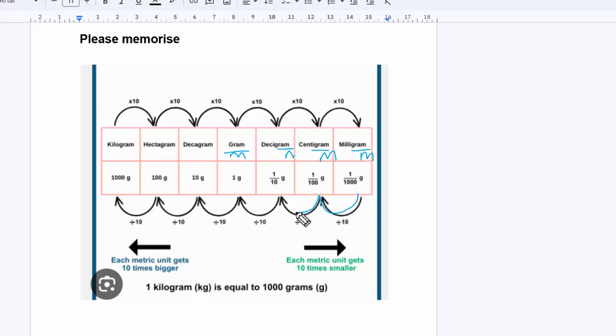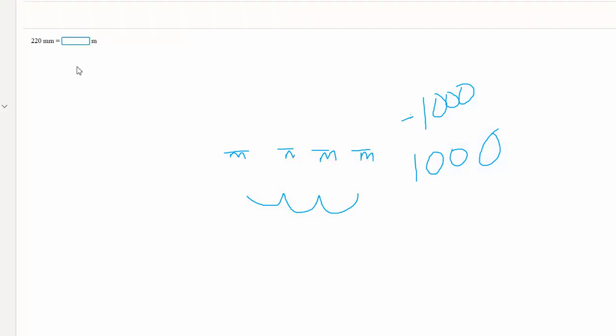So 1, 2, 3. What is that? 3 jumps, right? So I'm going to divide by 1000. Just keep this in mind: when you jump 3 times, you divide by 1000. You put the 1 and, for the number of times you jump, add the zeros: 1 jump, 2nd jump, 3rd jump. I'm just trying to make it as easy as possible for you to do the quiz tomorrow. I hope it becomes easy.